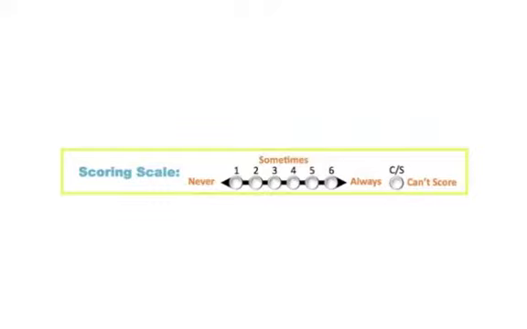The scale range is between 1 and 6, with 1 representing never and 6 representing always. The midpoint on the scale is represented by 3 and 4, representing things that are happening or being observed sometimes. For things that are happening or being observed less often, use a score of a 3 or a 2. For things that are happening or being observed more often, use a score of a 4 or a 5.